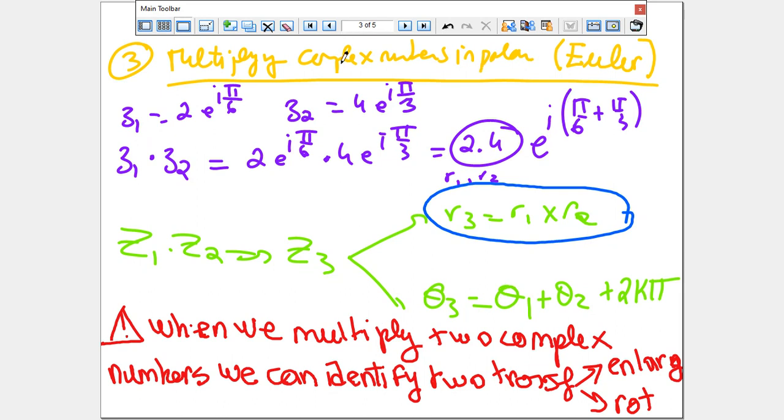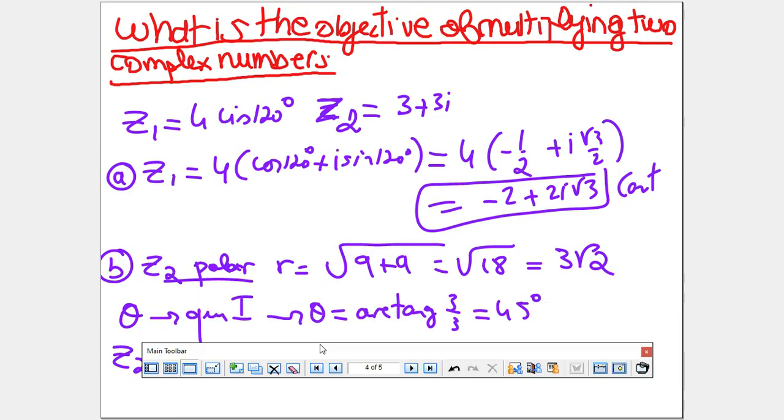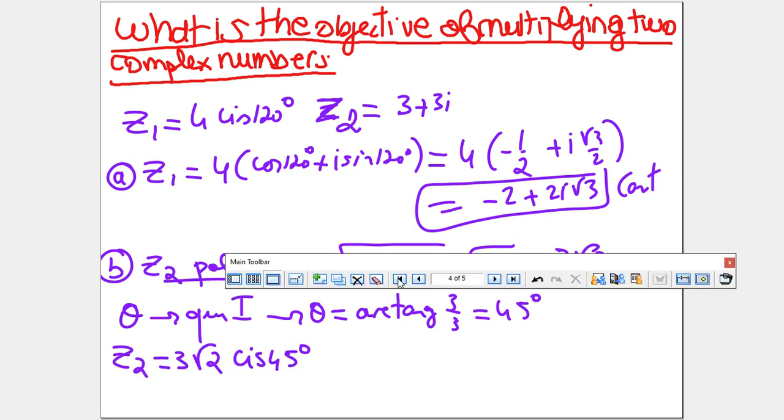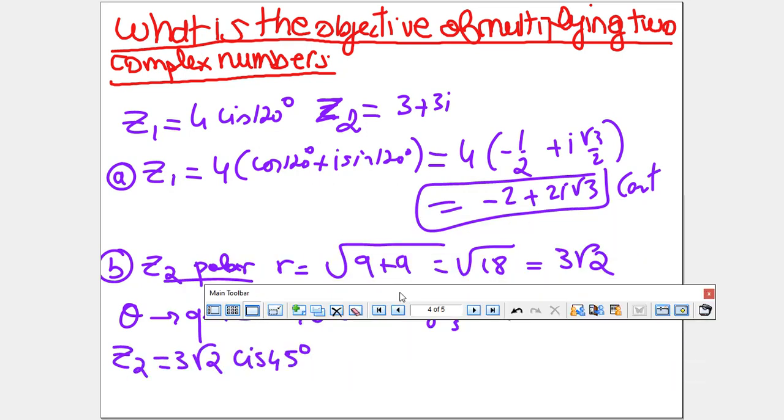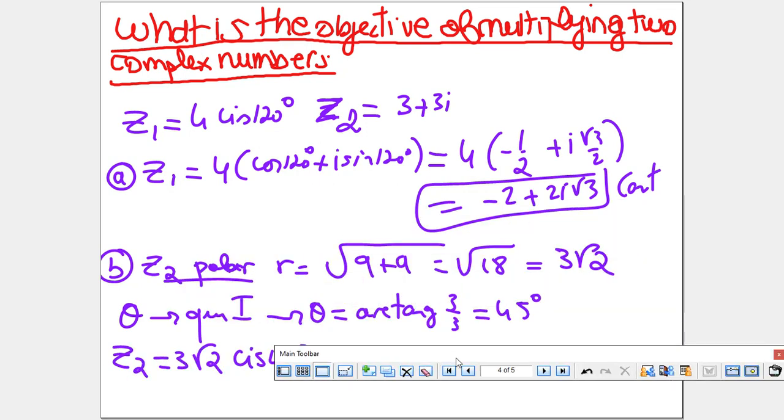But why do we multiply two complex numbers? What is the objective of multiplying two complex numbers? We will see it in this example.